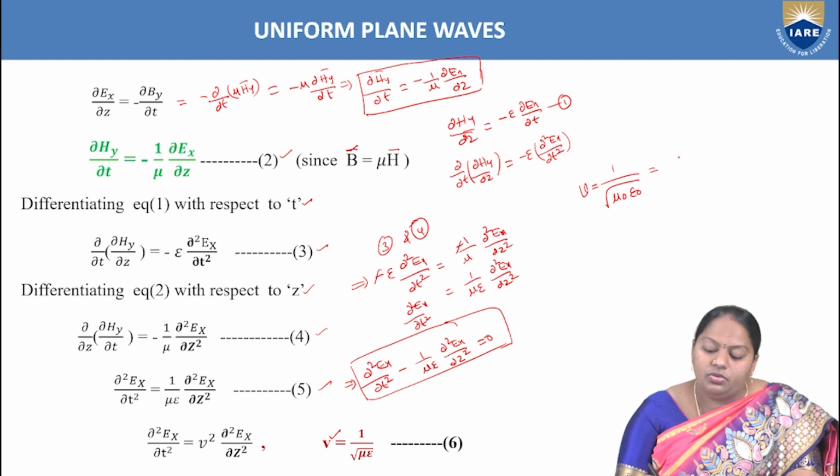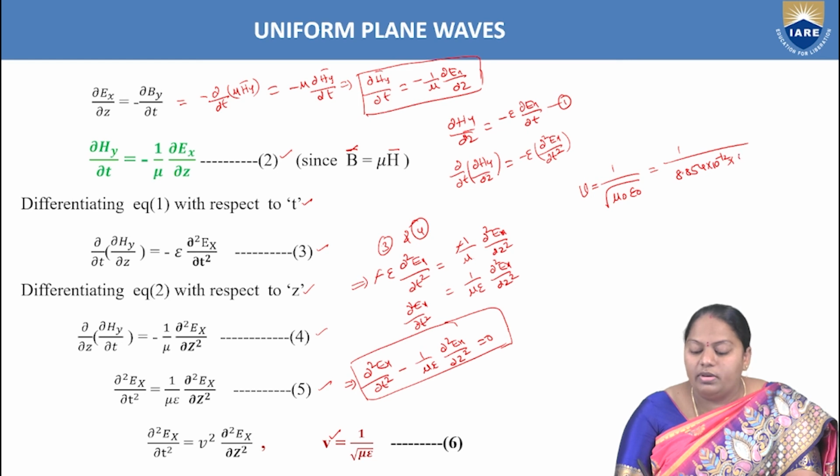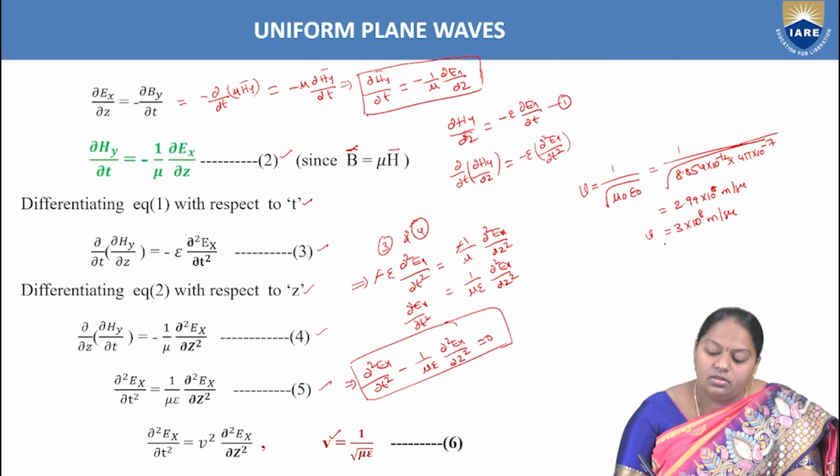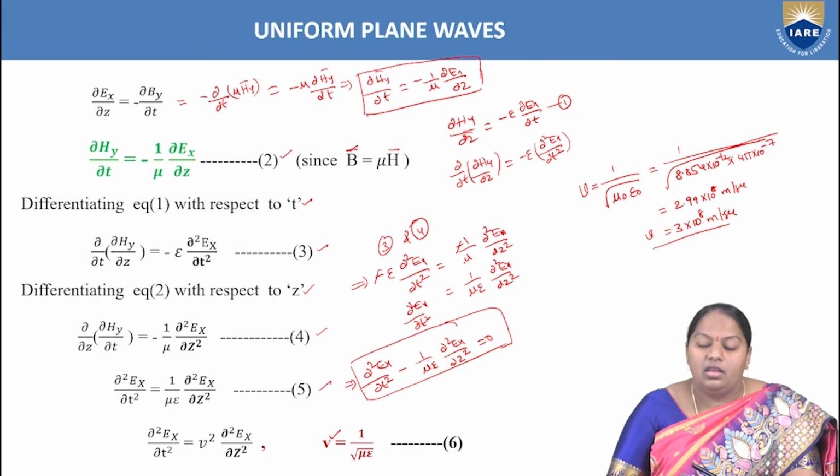If you substitute the values, epsilon naught as 8.854 into 10 power minus 12 and mu naught as 4 pi into 10 power minus 7 Henry per meter, and simplify, it is approximately equal to 2.99 into 10 power 8 meters per second, which is approximately 3 into 10 power 8 meters per second. So the wave velocity in a free space medium is 3 into 10 power 8 meters per second, obtained from the characteristics of the uniform plane wave in free space medium.